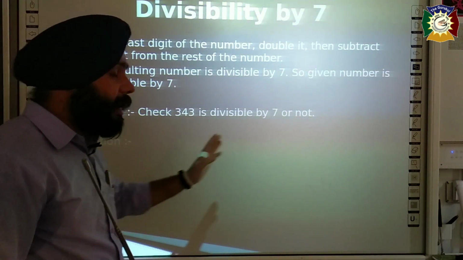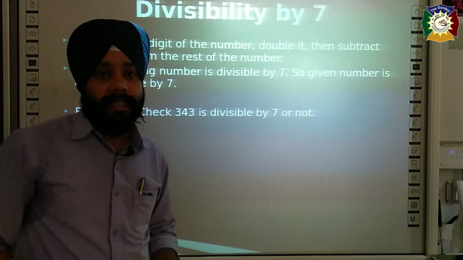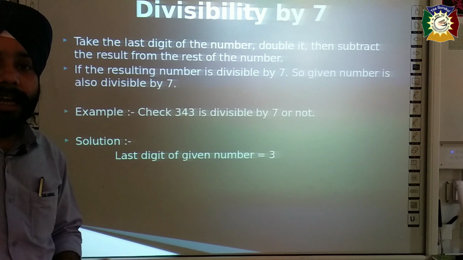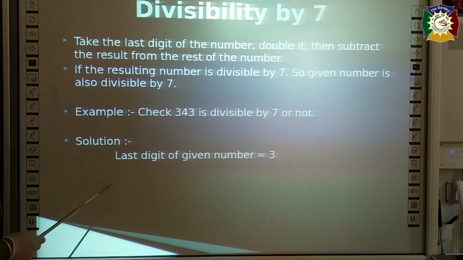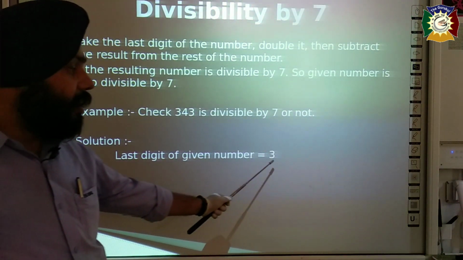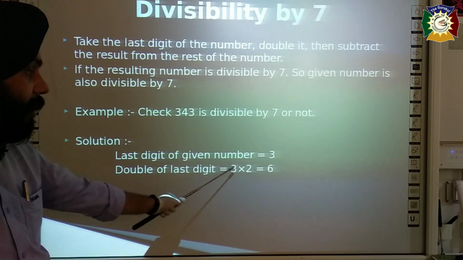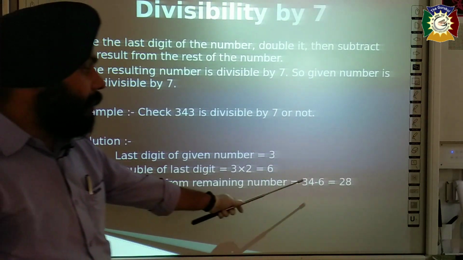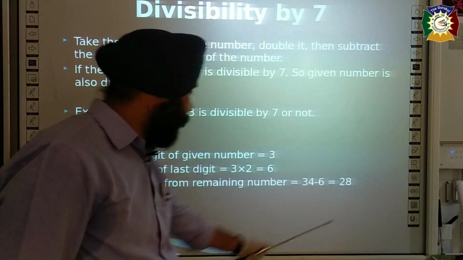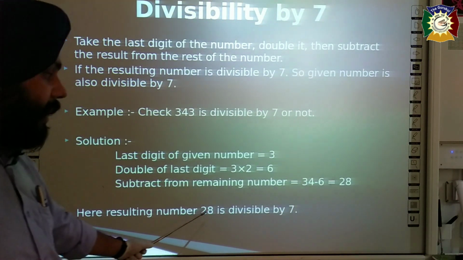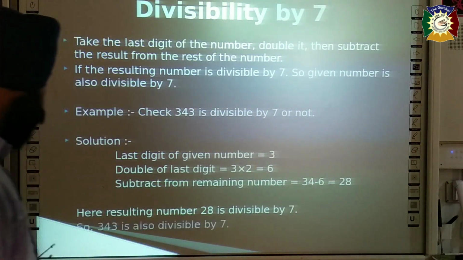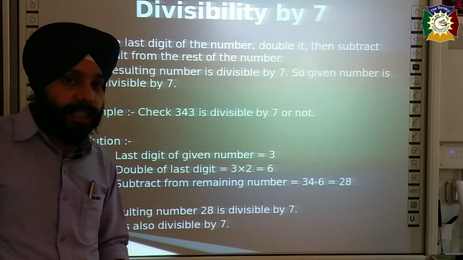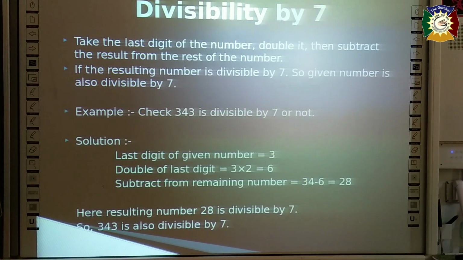Now check whether 28 is divisible by 7 or not. We can simply say 28 is divisible by 7, so this number is also divisible by 7. Now look at the solution. The last digit of the given number is 3. Double of that number, 3 multiplied by 2, equals 6. Subtract from the remaining number: 34 minus 6 equals 28. The resulting number 28 is divisible by 7, so 343 is also divisible by 7. So it's very simple to check the divisibility rule of 7.